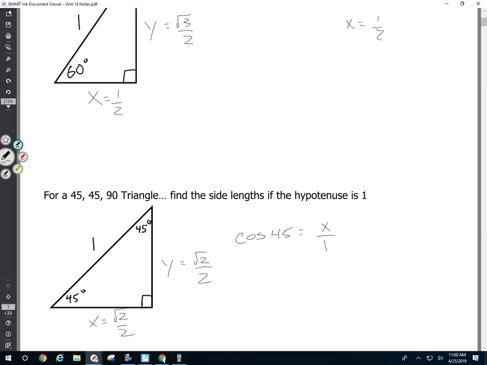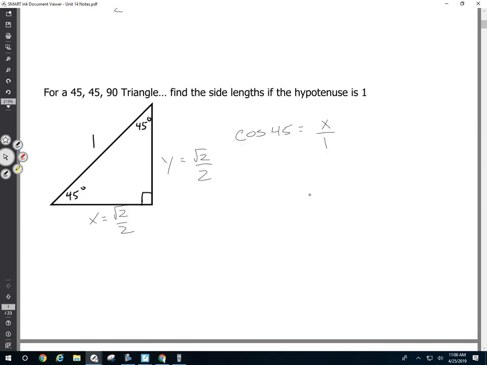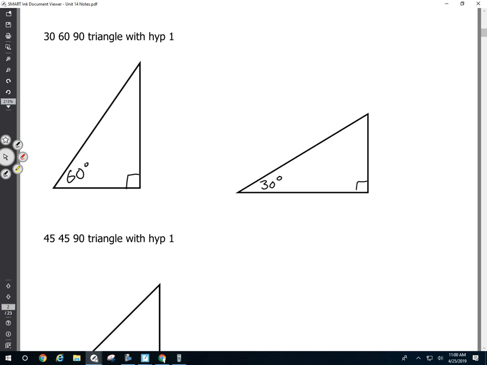We are going to use these triangles so often that we will commit them to memory. So we should be able to see the side lengths for a 30, 60, 90 triangle with a hypotenuse 1. And we need to remember the side lengths. Now what's important, if we look back, we had 2 side lengths that were different. One side length that was 1/2 and a side length that was root 3 over 2. Sometimes it's like, I forgot which one goes where.